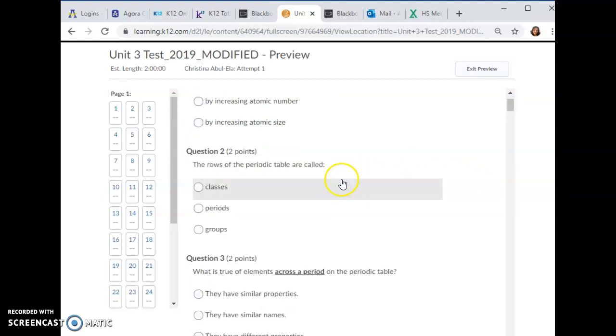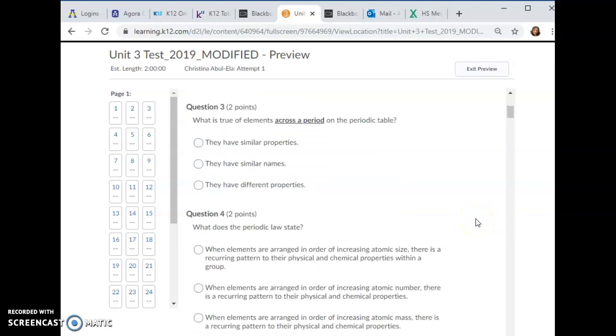Question 2. The rows of the periodic table are called classes, periods, groups. Question 3. What is true of elements across a period on the periodic table? They have similar properties, they have similar names, they have different properties.